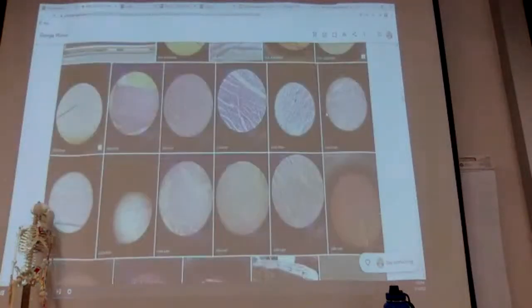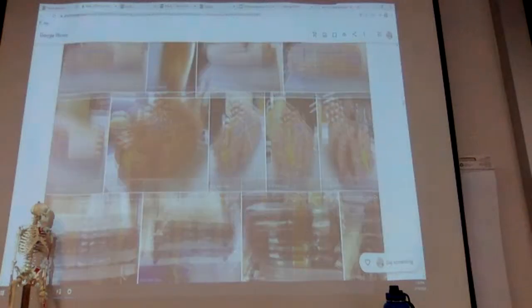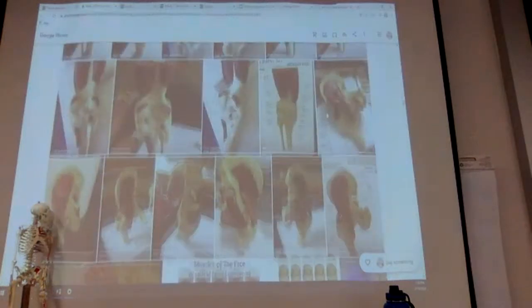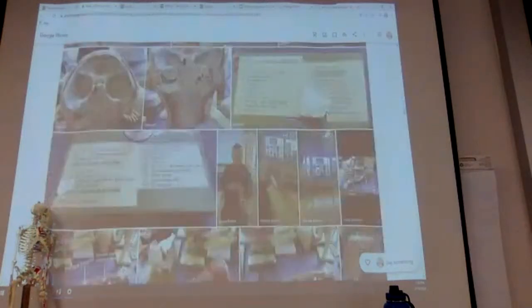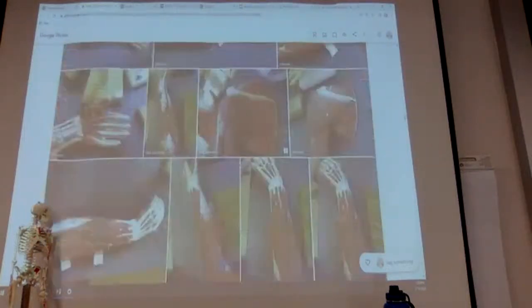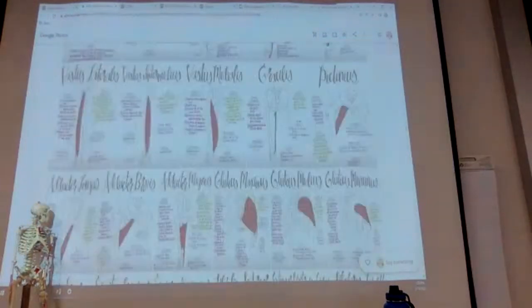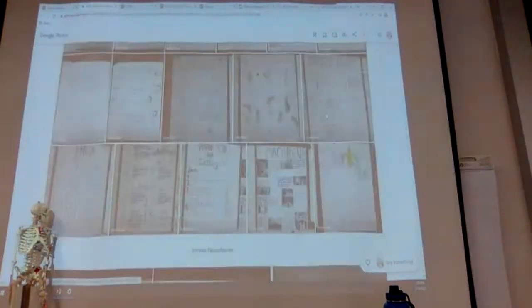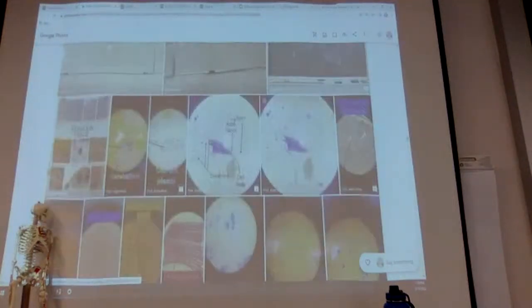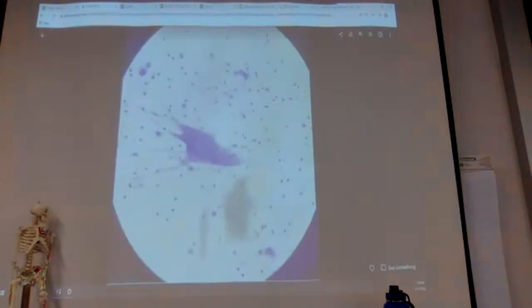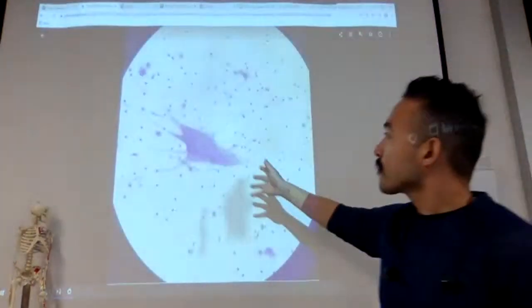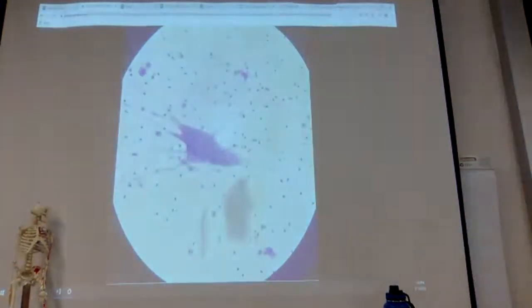lots of bone, muscle, lots of muscle, more muscle, okay. And dance, okay, great. Kind of like this, how we have two different, here's a neuron smear, unlabeled.